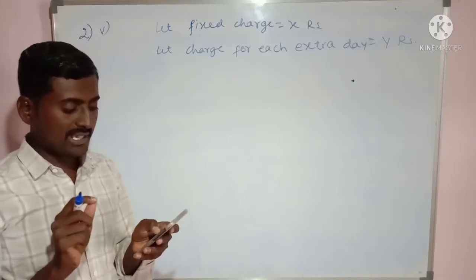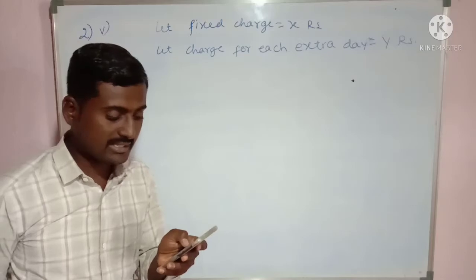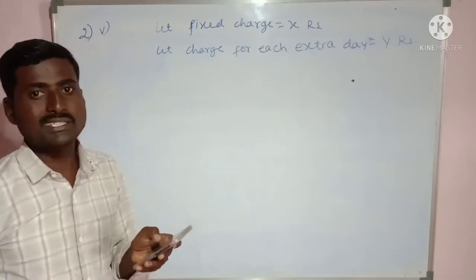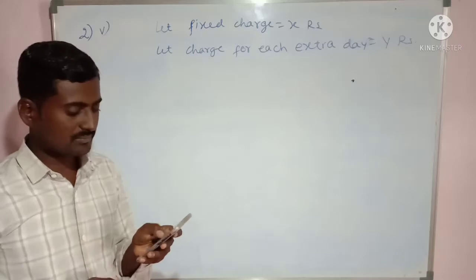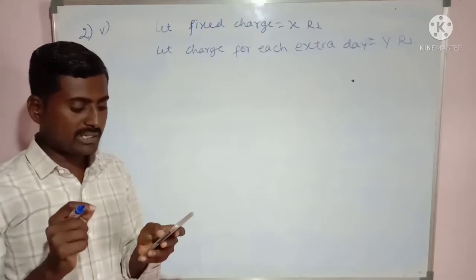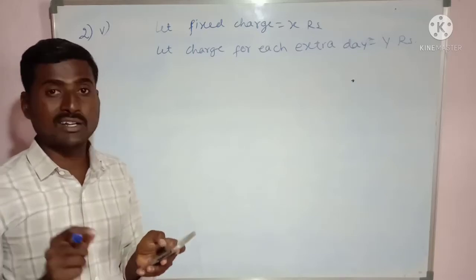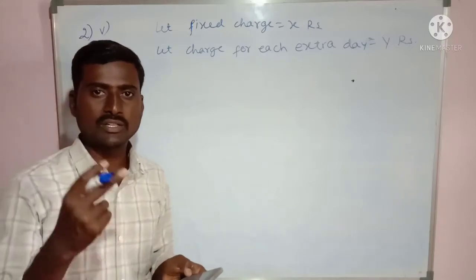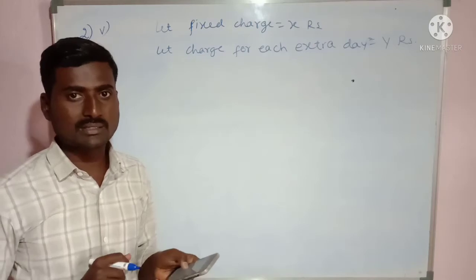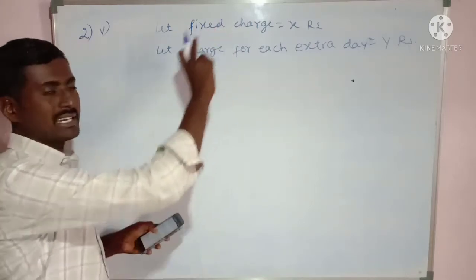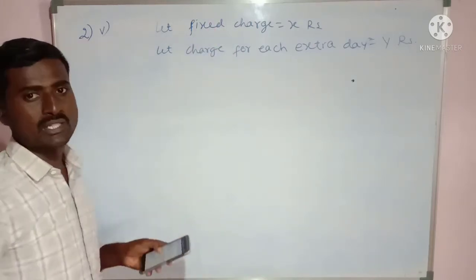A lending library has a fixed charge for the first 3 days and an additional charge, meaning extra charge, for each day thereafter. Sarita paid 27 rupees for a book kept for 7 days. How many days did she keep it? 7 days. How much did she pay? 27 rupees. So how can we write this statement in equation form?